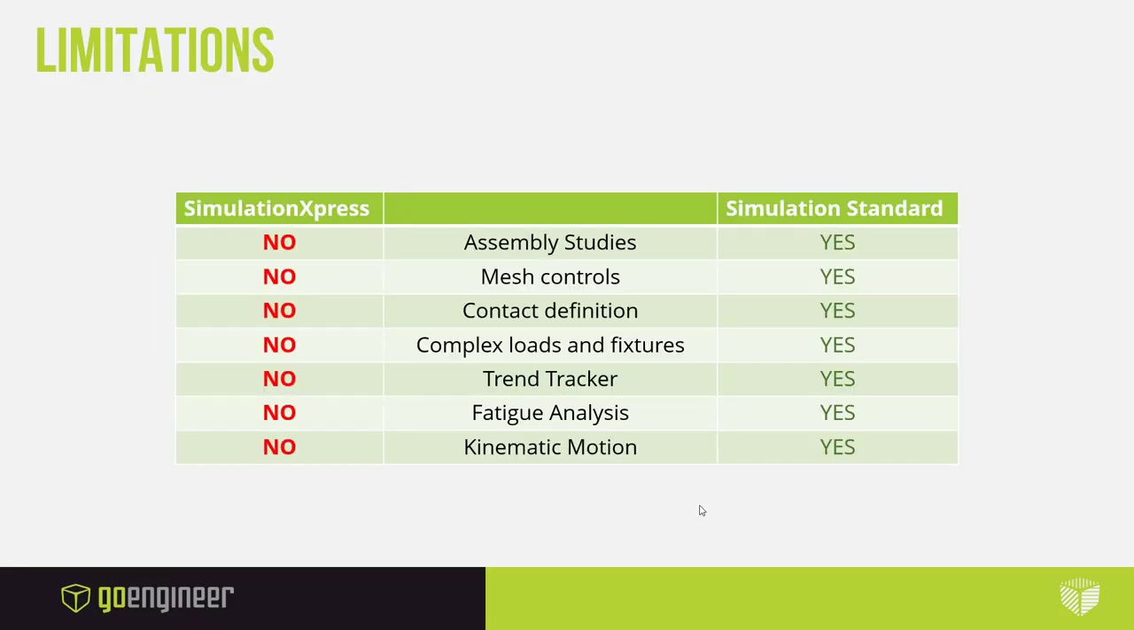So naturally, it being a free software, there will be a couple of limitations. If you're trying to do multiple bodies and assign different materials to them, control the mesh density, or even do no penetration contact, so you can get body to body pressure responses, you're going to need to have Simulation Standard. Now, there's a couple of other features like the trend tracker and fatigue analysis and kinematic motion. I'll go ahead and show you a couple of those later on here.